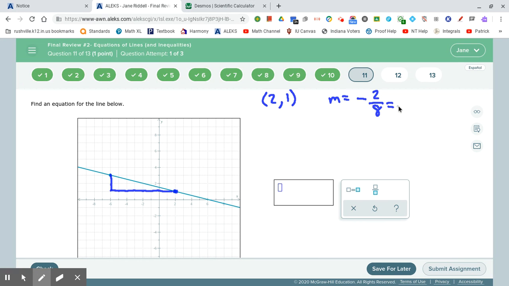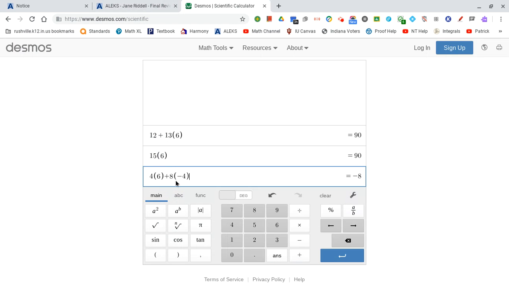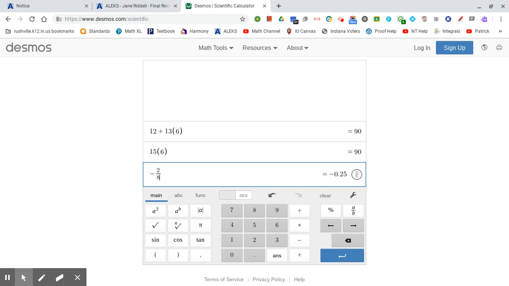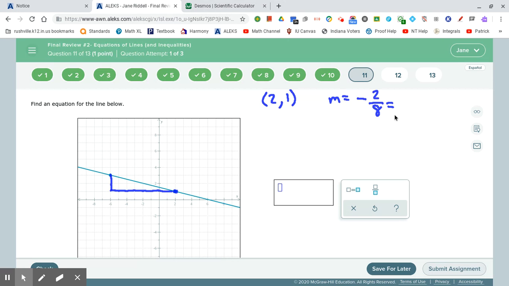So simplify your fraction. Feel free to use Desmos to simplify your fractions. Mine's negative 2 over 8, which simplifies, if I click the fraction button, to negative 1 over 4. All right, so negative 1 over 4 is the slope. This is a point on the line, and this is the slope, which means, once again, I'm going to use the point slope form.